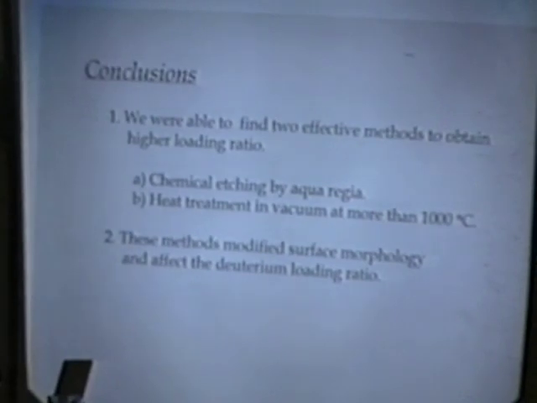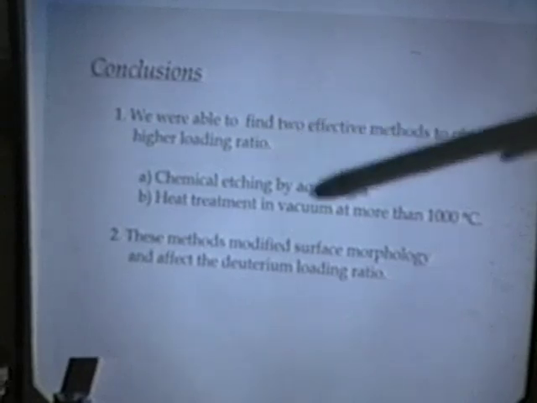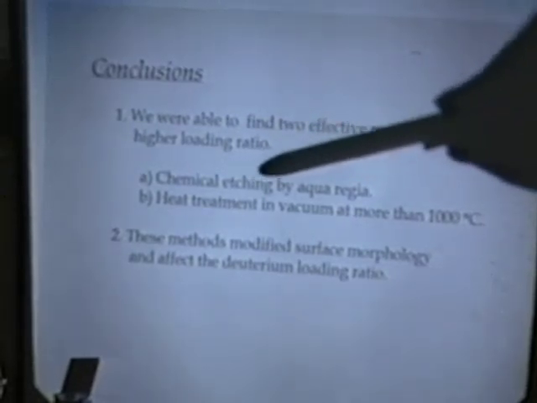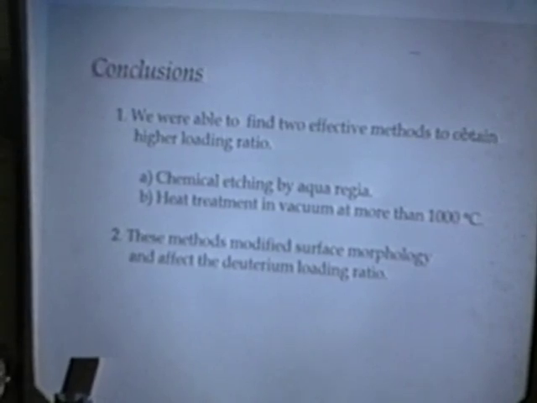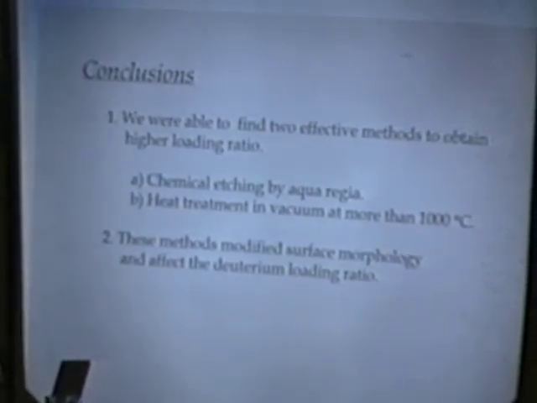This shows our conclusions. We are able to find two effective methods to obtain higher loading ratio. One is chemical etching by aqua regia. Another is heat treatment in vacuum at more than 100 centigrade. This method modifies surface morphology and affects the loading ratios. We are able to attain a high deuterium loading ratio of about 0.95 using a technique of etching.